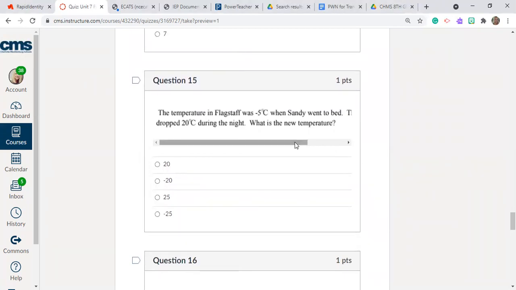Question 15. The temperature in Flagstaff was -5 degrees Celsius when Sandy went to bed. The temperature dropped 20 degrees Celsius during the night. What is the new temperature? So the key word here is dropped. It dropped 20 degrees Celsius during the night. So what is the new temperature when she wakes up in the morning? 20, -20, 25, or -25?